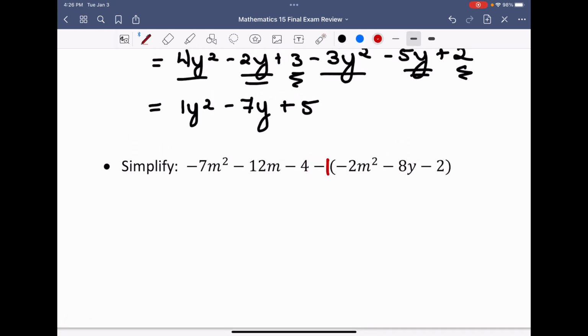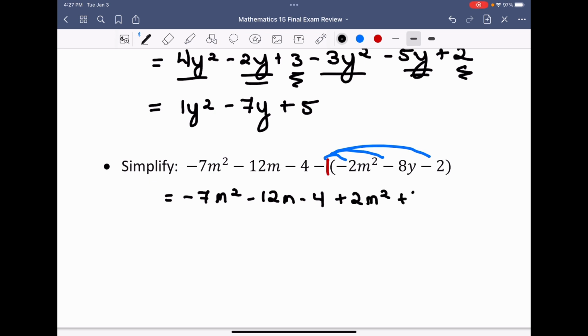Right away, just put a negative 1 there, because that negative 1 gets multiplied to everything in the brackets, meaning each of those signs are going to flip. So we rewrite negative 7m squared, and I'll put an equal sign out here. This is equal to negative 7m squared minus 12m minus 4. Negative 1 times a negative 2m squared is positive 2m squared. We have negative 1 times negative 8y, which is positive 8y. And then finally, negative 1 times negative 2 is positive 2.